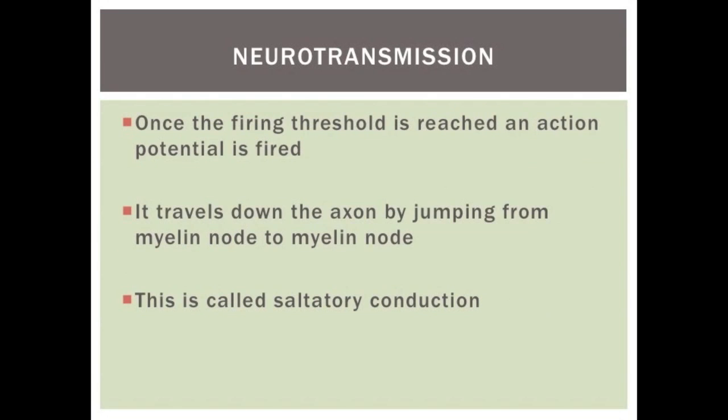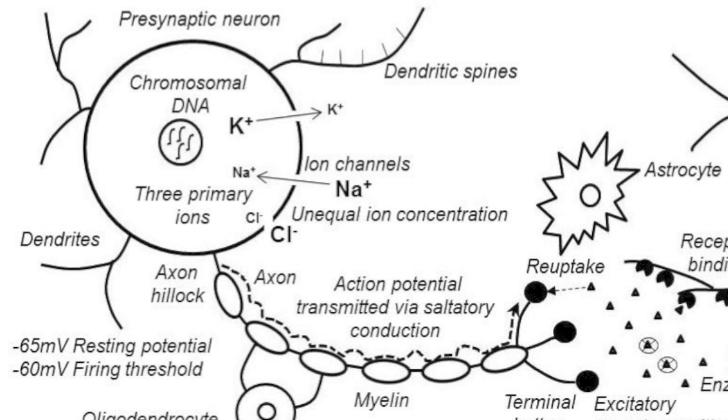Once the firing threshold is reached, an action potential is fired. It travels down the axon by jumping from myelin node to myelin node. This is called saltatory conduction. This is a picture showing the presynaptic neuron, showing sodium entering the neuron and making it more positive. Then it shows the action potential being released and traveling down the axon through saltatory conduction and into the synapse.